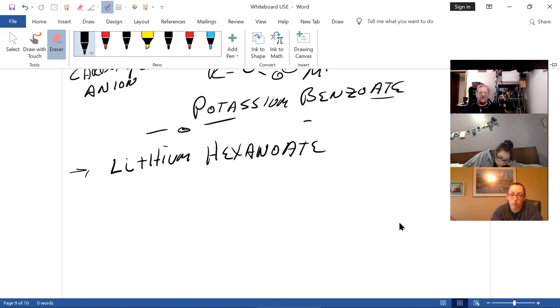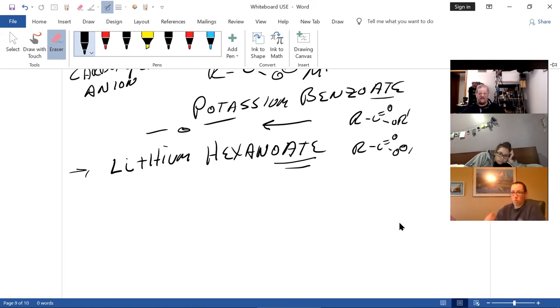How do you do that? You start from the right and move left. OATE. OATE tells you it could be an ester, or it could be a carboxylate anion. And how do you tell the difference? You look in front. If you see the name of an element, it's going to be a carboxylate anion. If you see the name of an alkyl group in front, it will be an ester.